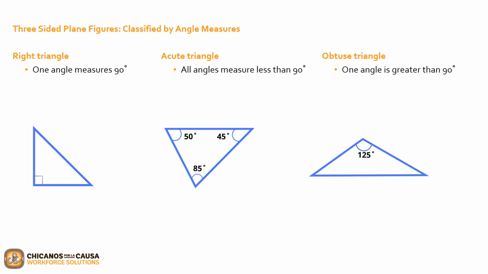Now let's look at three-sided plane figures that are classified by angle measurement. The first one is a right triangle, which means that this triangle has at least one right angle. A right angle measures 90 degrees. For the second triangle, we have an acute triangle. An acute triangle means that all angles measure less than 90 degrees. And then an obtuse triangle means that at least one angle is greater than 90 degrees.